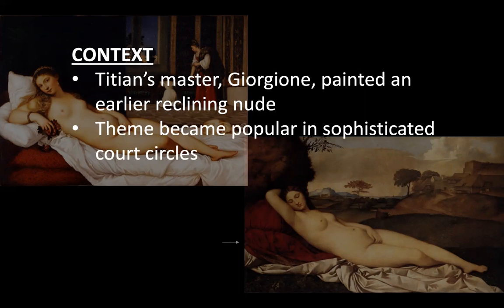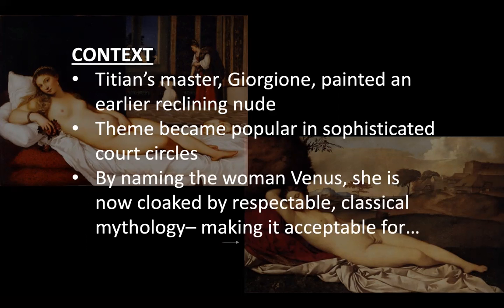This theme of painting reclining nudes then became very popular in sophisticated court circles because of naming her Venus. So summarize this, but this is important. By naming the woman Venus, it's like she's cloaked by respectable classical mythology, making it acceptable for men to then look and admire her body. So it's not like they're looking at something pornographic or obscene or naughty. They're looking at the body of a Roman god. So it's like this veil of respectability. Just title her Venus, it's fine.